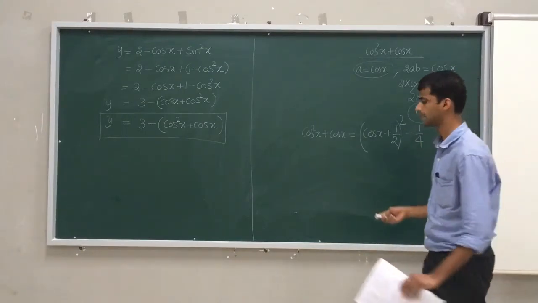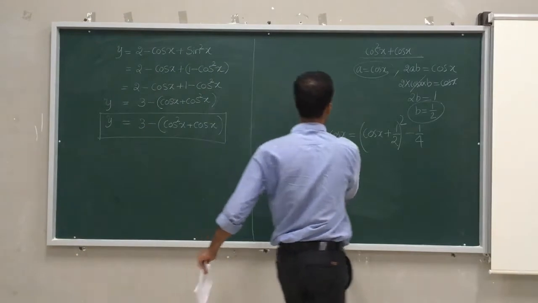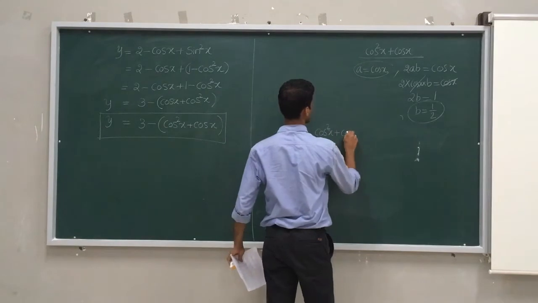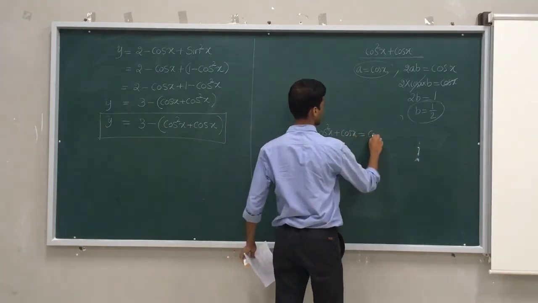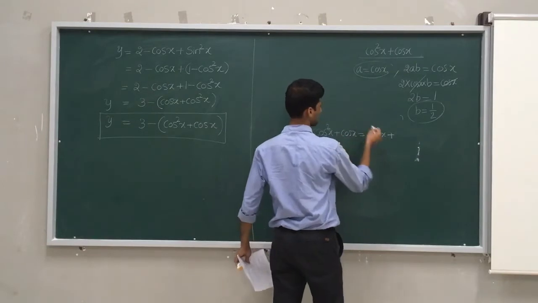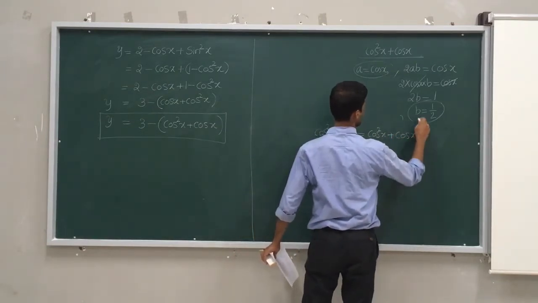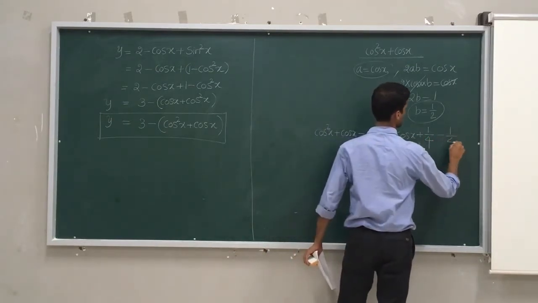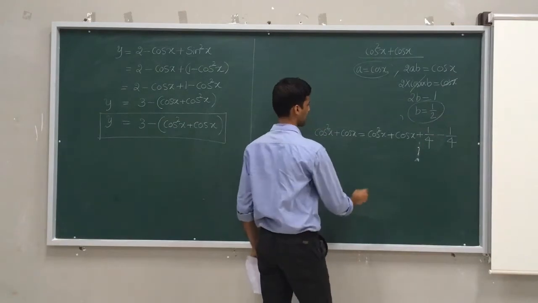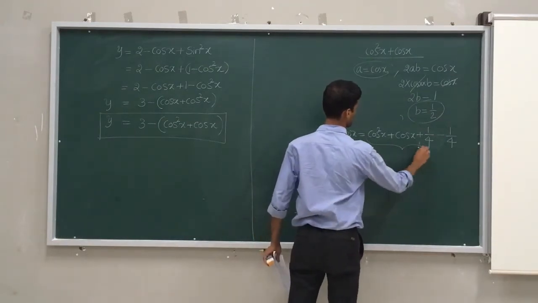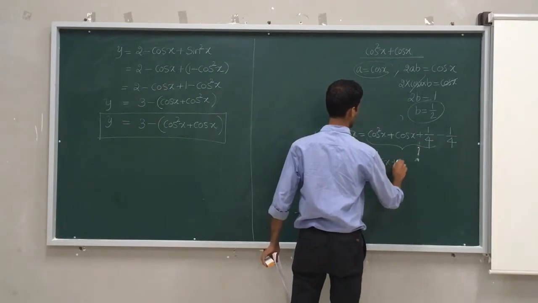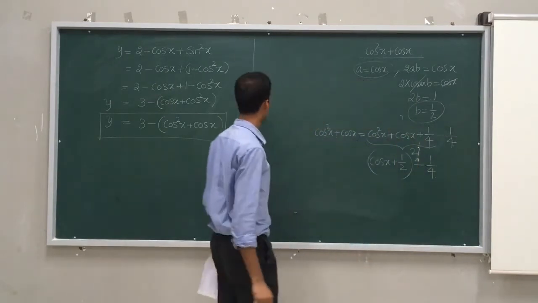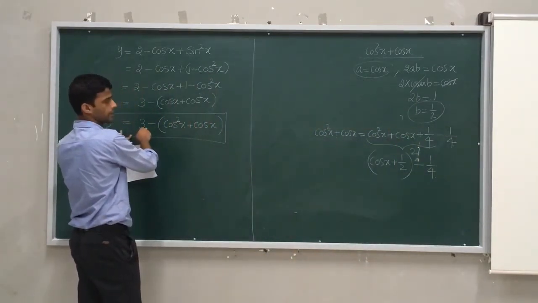Why I am writing like this, let me explain. What I did here is, this is nothing but cos square x plus cos x. This looks like a square, so I wrote it as it is. This is 2ab as per our consideration. If this is 2ab, then b is this, so I write b square, it is 1 by 4. So I will subtract 1 by 4. Okay, therefore this term becomes cos x plus 1 by 2 the whole square minus 1 by 4.